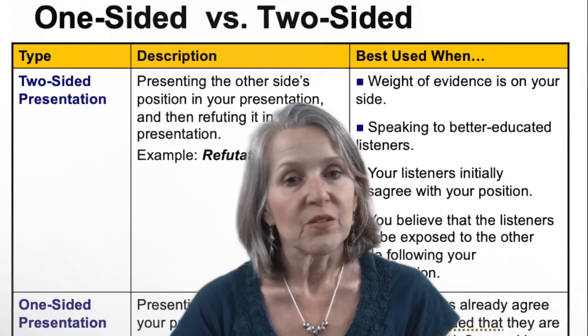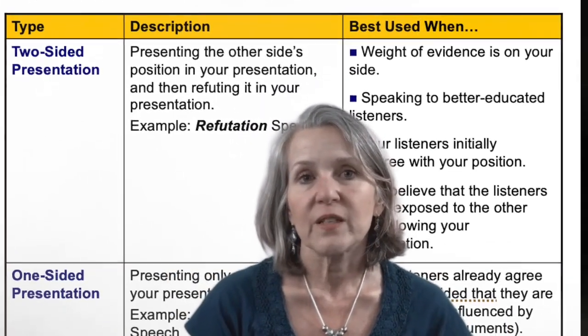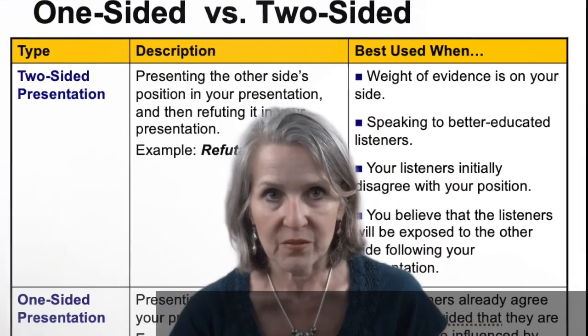So that's the end of informative and persuasive speaking. These are just the highlights of the areas that I feel are most important for you to consider.